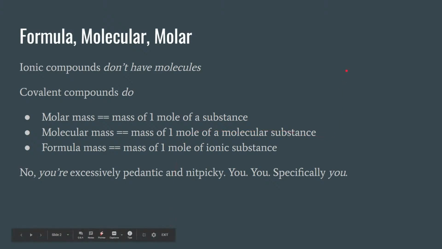So, ionic compounds don't have molecules. Covalent compounds do. So, the molar mass is the mass of 1 mole of a substance. The molecular mass is the mass of 1 mole of a molecular substance. And the formula mass is the mass of 1 mole of an ionic substance.